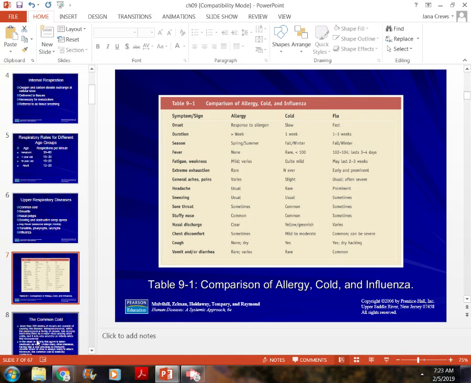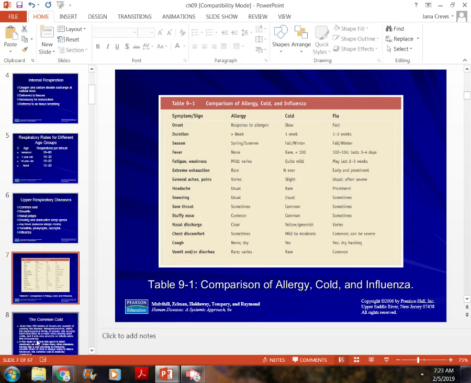So be sure that you read through and you know that with an allergy, nasal drainage is common and it is clear. With a cold, it can be yellowish to greenish. And with the flu, it could be anywhere from clear to green. Sometimes with allergies, they have some chest discomfort related to congestion. With a cold, it's mild to moderate. And with the flu, it can be severe.